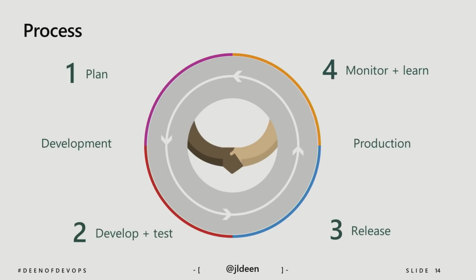We have to start with a plan. That's where we're going to maybe use boards or a Kanban board, really have an idea of what we're going to fix in this sprint. Then we're going to do our develop and test. That's our build, our unit tests, our build verification. We'll move on into release, where we release it to our various environments: dev, test, QA, canary, prod.